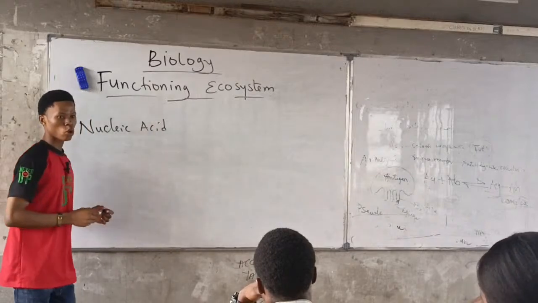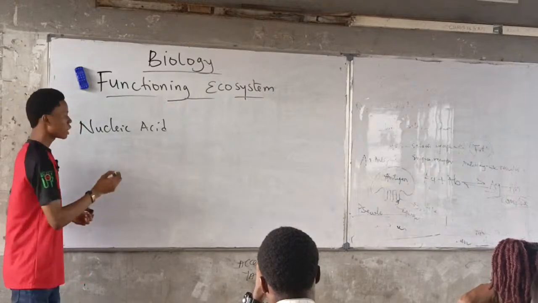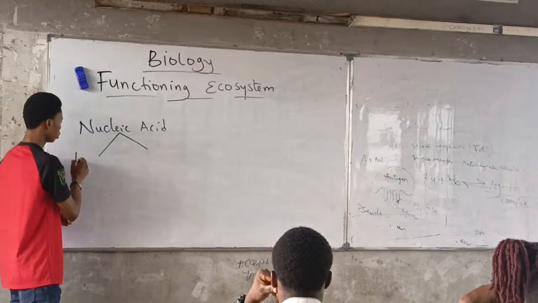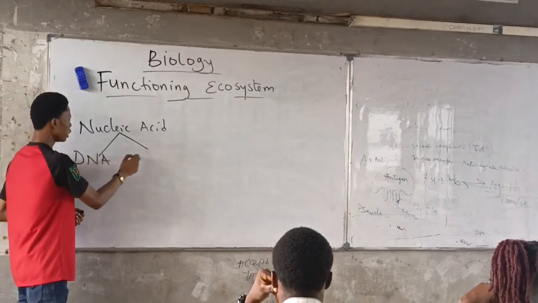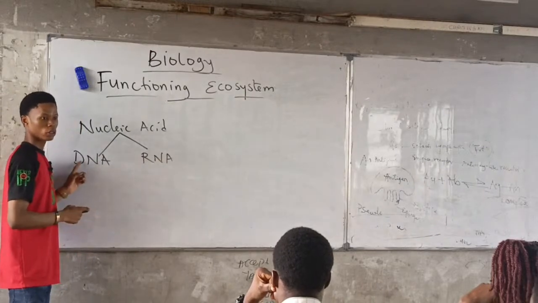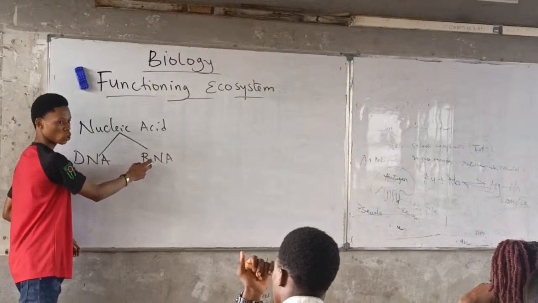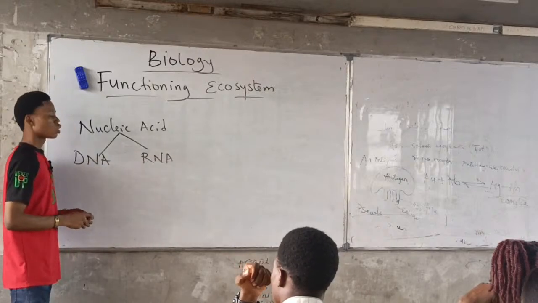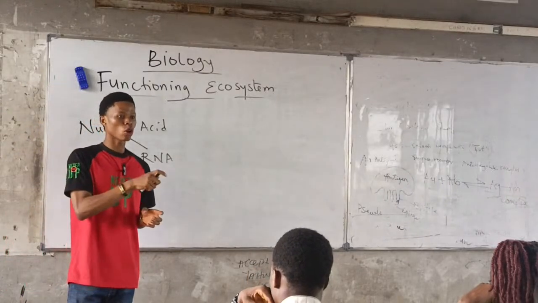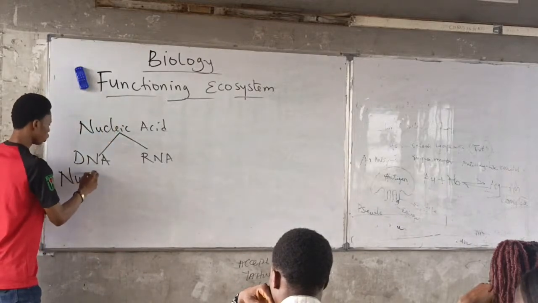Is nucleic acid a micromolecule or a macromolecule? Macromolecules, right? And we said we have how many types of nucleic acid? Two types. What and what? DNA and RNA. And we said, what's the full meaning of DNA? Deoxyribonucleic acid. Why RNA is what? All right. And we said, since nucleic acid is a macromolecule, that the building block of nucleic acid is what? Nucleotides.